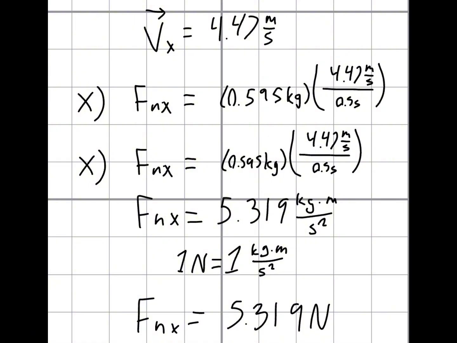Since we are canceling the velocity created by the car on the ball, we are throwing it against the car's movement with the same magnitude at a velocity of 4.47 meters per second. After substituting this value into the X equation and multiplying all values, we get 5.319 kilograms times meters per second squared, or 5.319 newtons. This value is how hard we must shoot the ball in the X direction, or the direction against the car's motion.